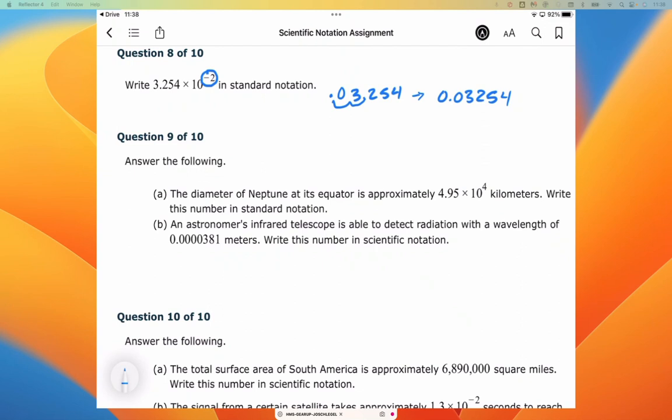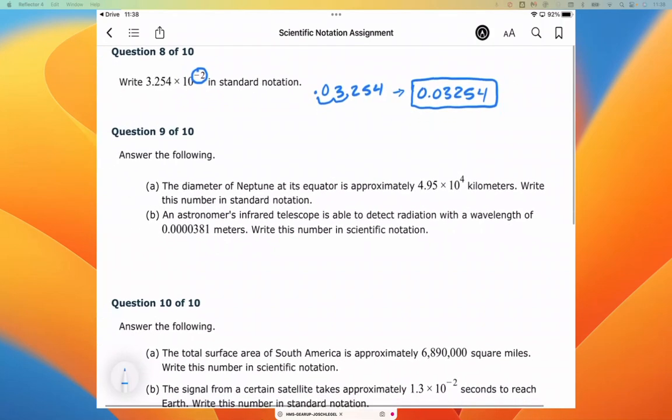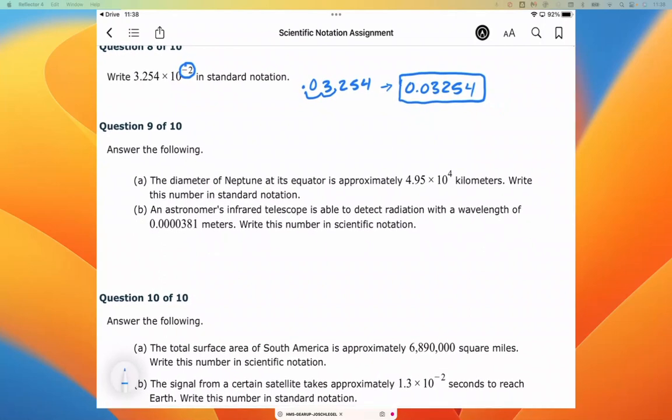On to number 9 and 10. For number 9, we have the diameter of Neptune, equator is that big. Write the number in standard notation. So 4.95 times 10 to the 4th. And so this number is much larger than 1, so we need to move the decimal to the right. The exponent is positive, so 1, 2, 3, 4. Fill in the empty spots with zeros, and that gives us 49,500 kilometers.